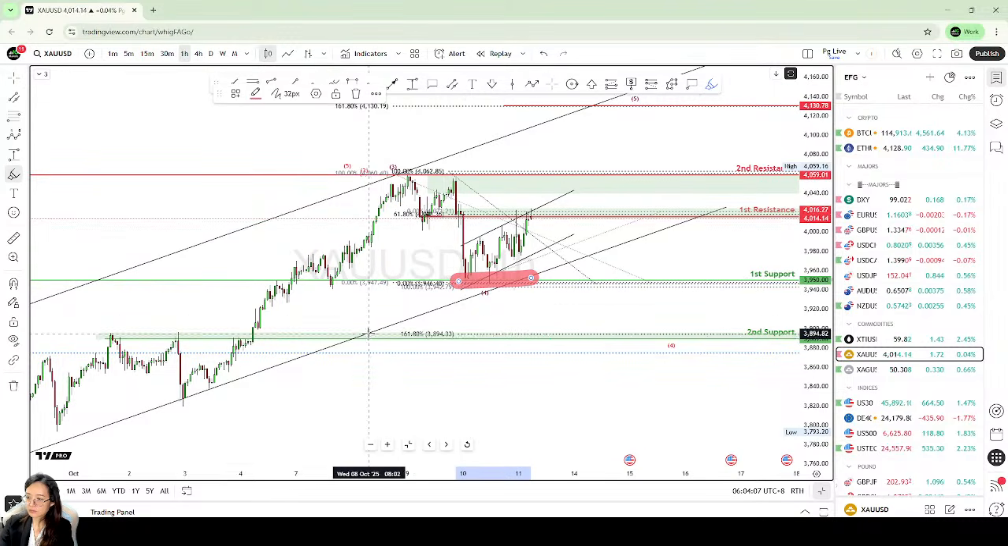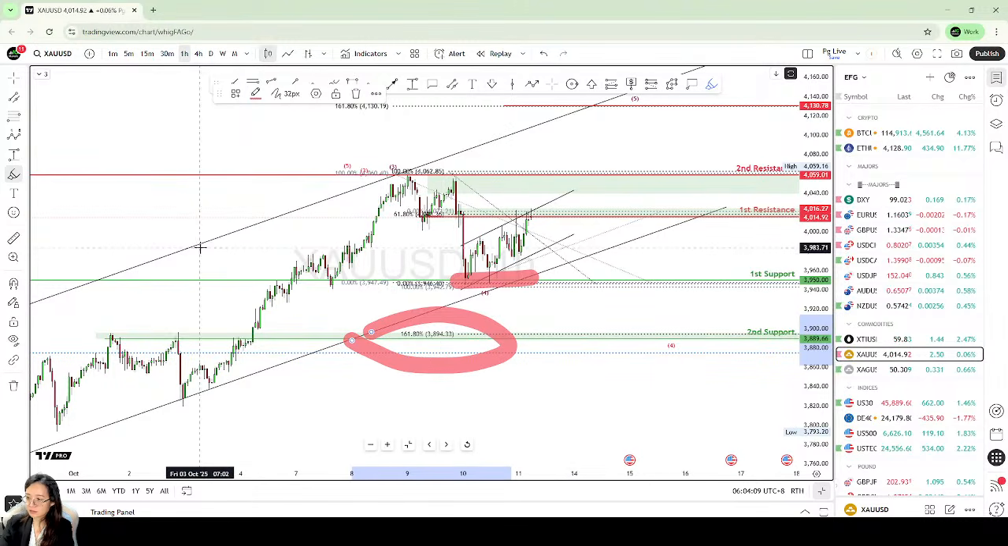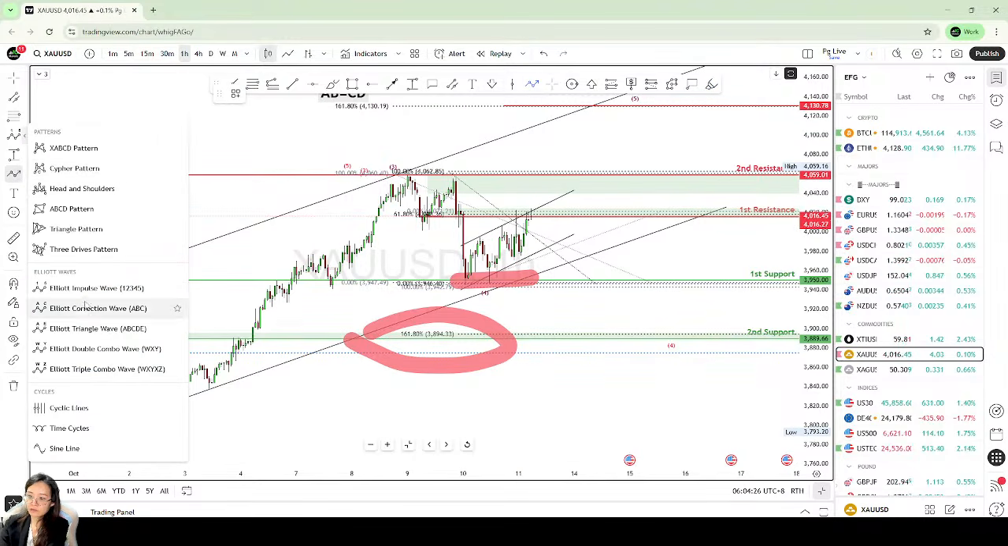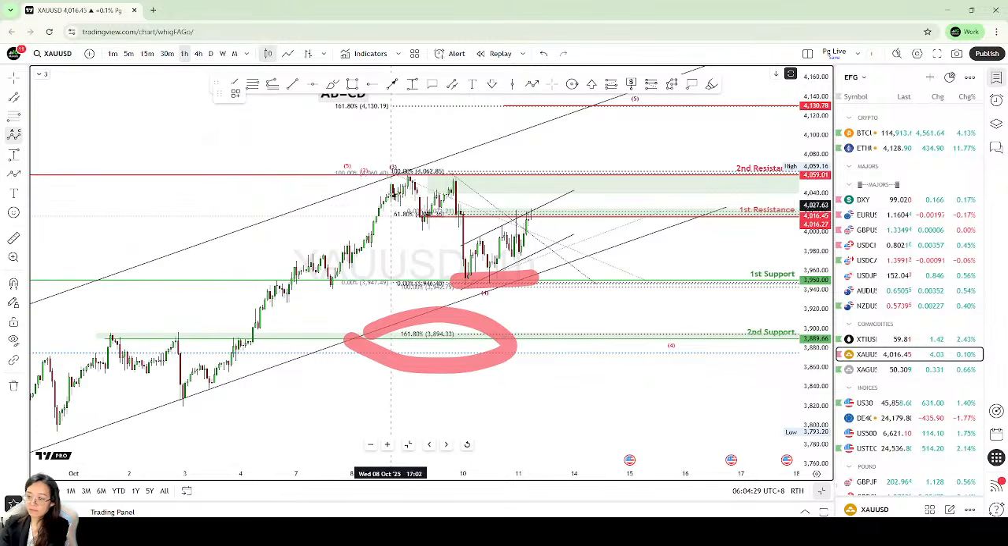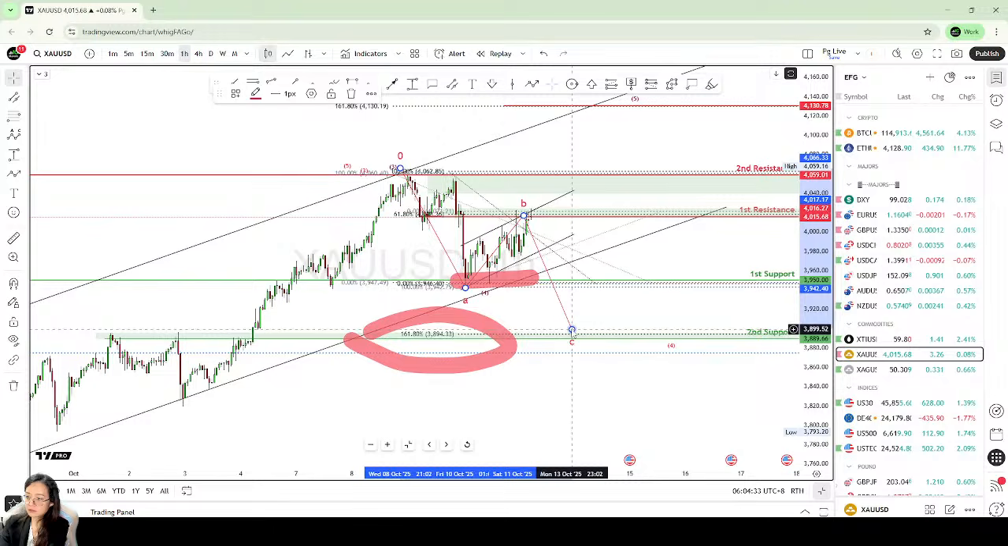And then they're going to go to the second, and then we have the extension. Then it's going to be the AB equal to CD pattern, or if this AB equal to CD pattern one is correct, another one, if they respect here, then it's going to be the ABC for the wave 4. A, B, C, D.